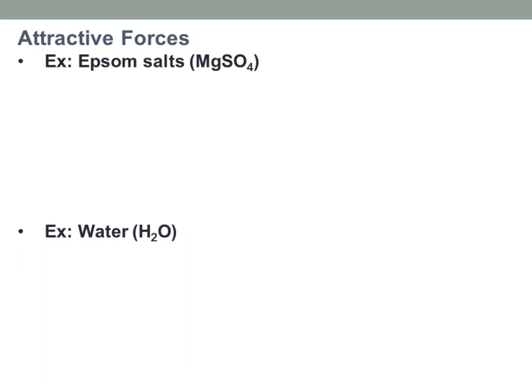So let's take a look at a couple of examples and start talking about what these attractive forces look like. For my first example, I have Epsom salts, magnesium sulfate. A lot of you have probably heard of Epsom salts. This is what you would put in a bath if you had sore muscles. Athletes use it, and if you just want to relax, people use it. But it's a solid, just a solid white crystalline material.